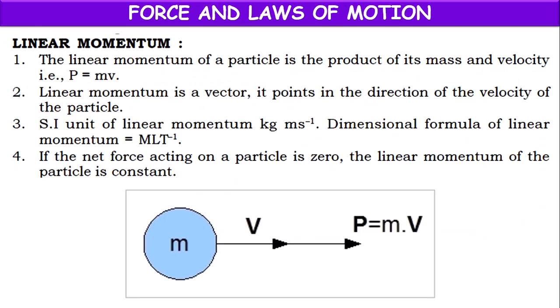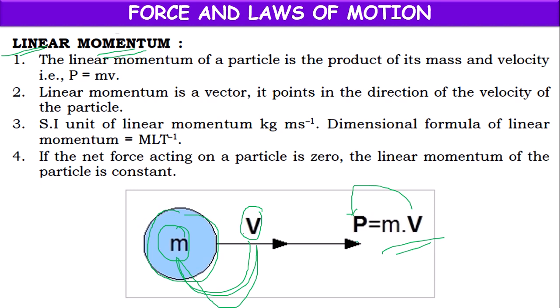Children, next, let's learn about linear momentum. A body of mass m, if it is moving with velocity v, then the product of this mass and velocity, mv, is called momentum, denoted by the symbol capital P. It is called linear momentum. If it is moving in a straight line, the momentum observed in this case is linear momentum. Its symbol is P.